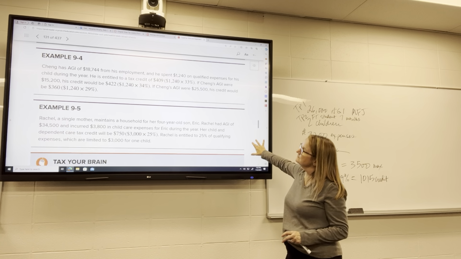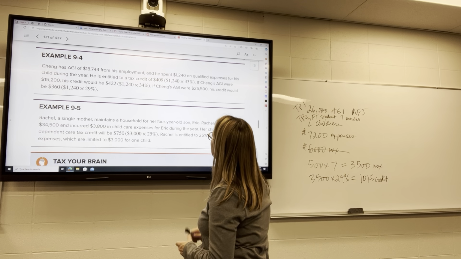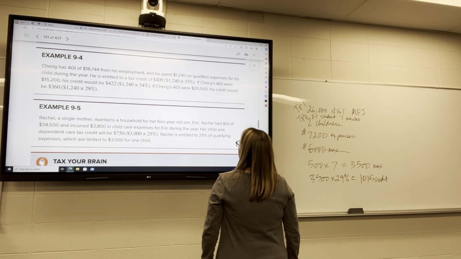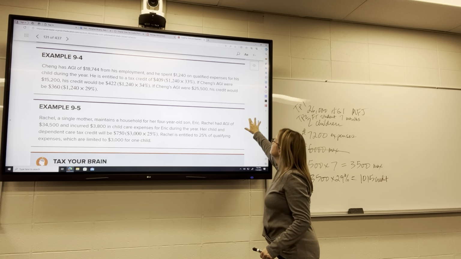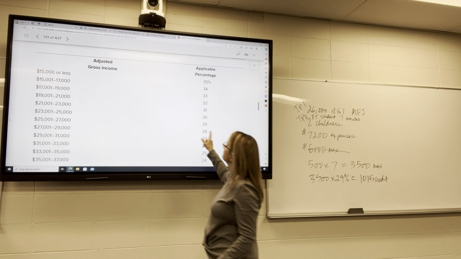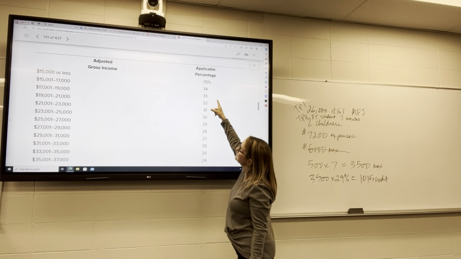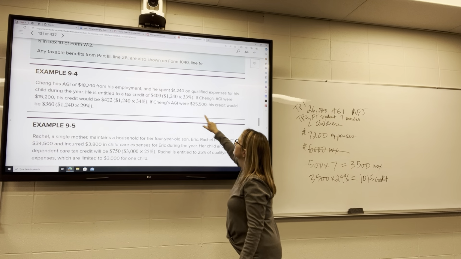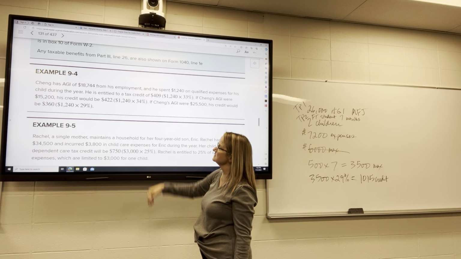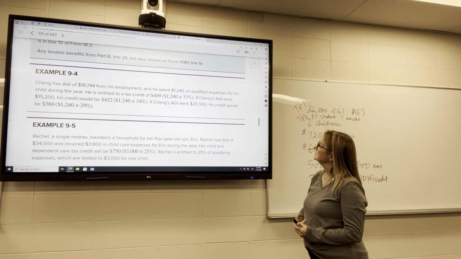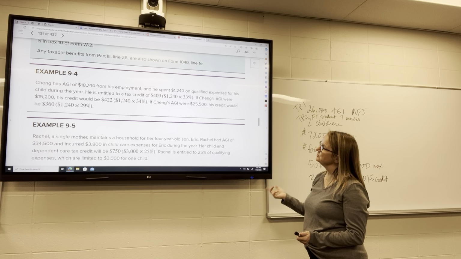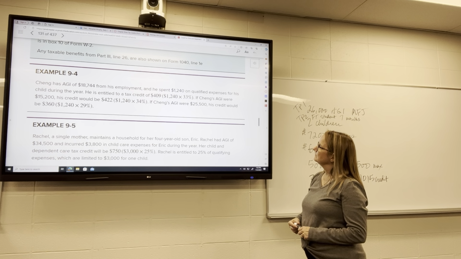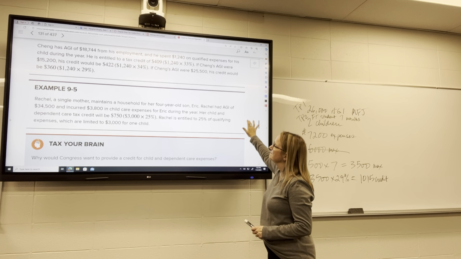Let's do a couple more examples. Chang has AGI of $18,744 from employment. He spent $1,240 on qualified expenses for his child during the year. In this case, his AGI is $18,744. We look at the chart. He gets 33%? The $1,240 times 33%, that's the amount of his credit, $409. If his AGI were $15,200, his credit would be higher, not much higher, but $422. And if it were $25,500, his credit would be lower.